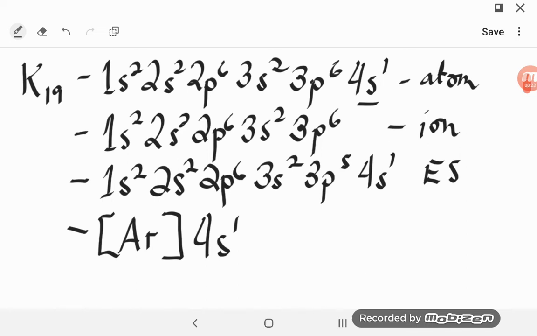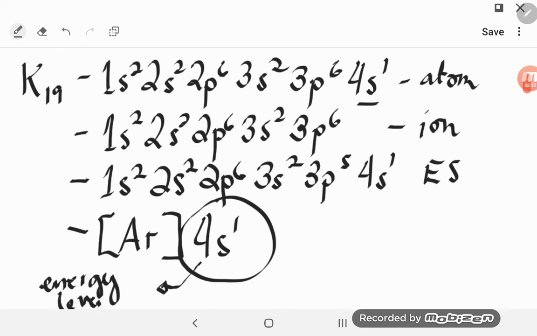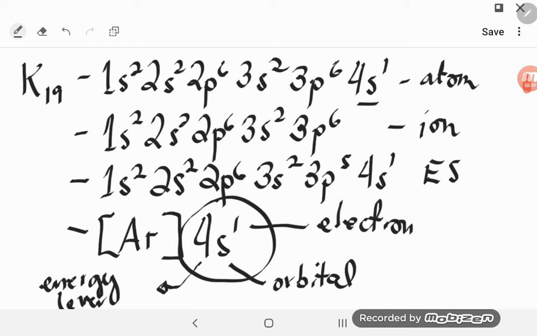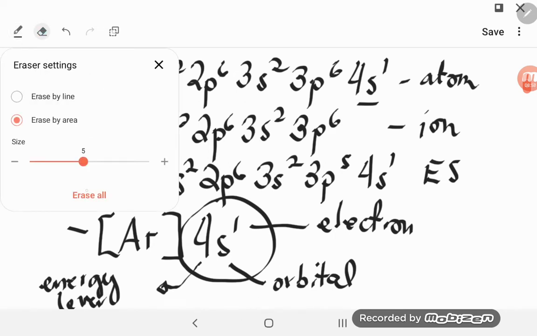Now there are also hidden meanings in our electronic configuration. Let's take 4s1 for example. The 4 represents the energy level, the s represents the orbital, while the 1 represents the electron. So let's take potassium for example. I want to have the electronic configuration of potassium in its atomic form. Potassium is 19.